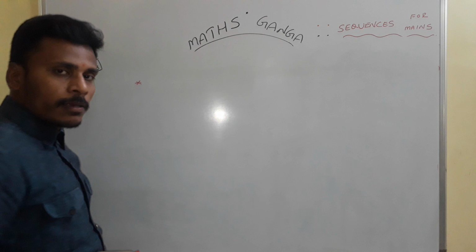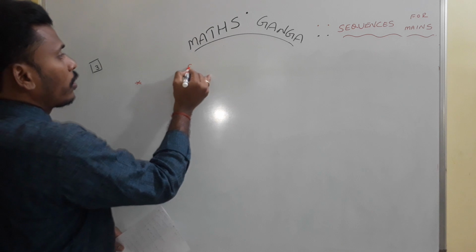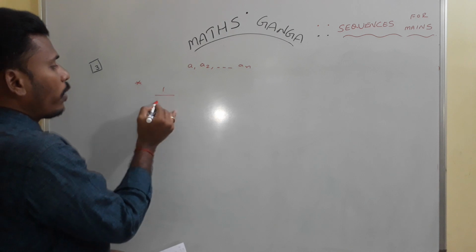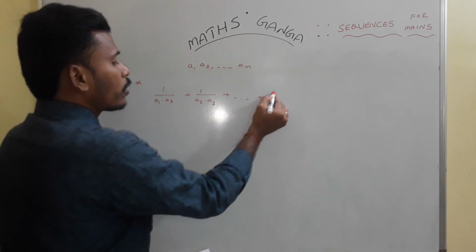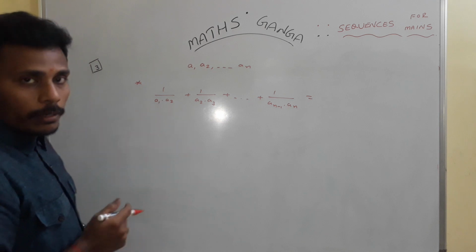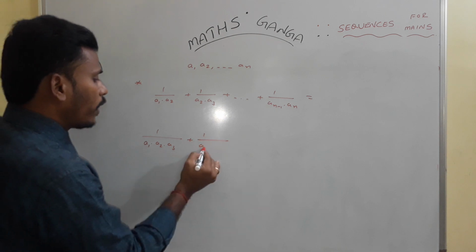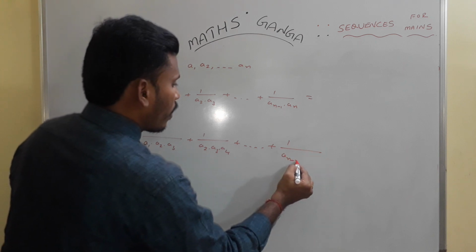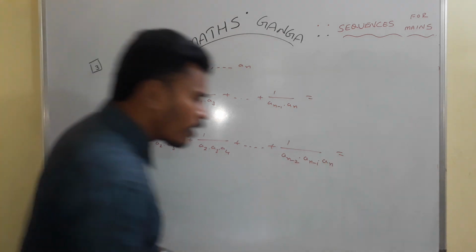in arithmetic progressions, the sum of reciprocals. For example, I have an arithmetic progression a1, a2, like that, an are in arithmetic progression. Then what can you say about 1 by a1 into a2 plus 1 by a2 into a3 plus and so on plus 1 by an minus 1 into an. Here I consider 2 terms. Suppose you take 3 terms, 1 by a1, a2, a3, 1 by a2, a3, a4, like that, 1 by an minus 2 into an minus 1 into an. That is 3 terms. Or you may consider 4 terms also.